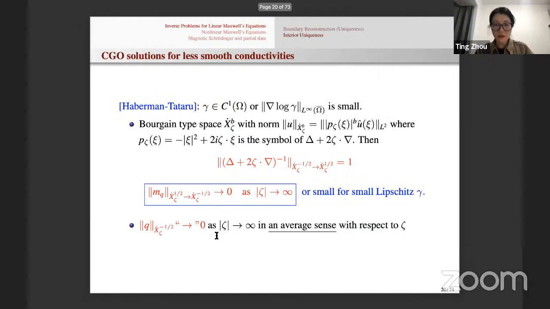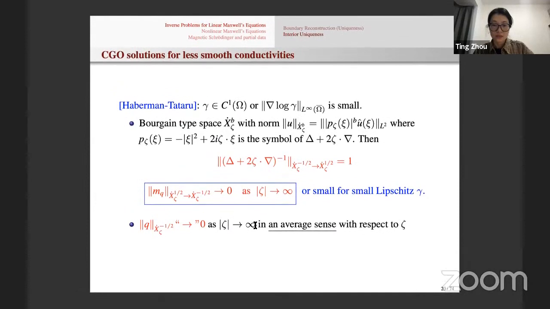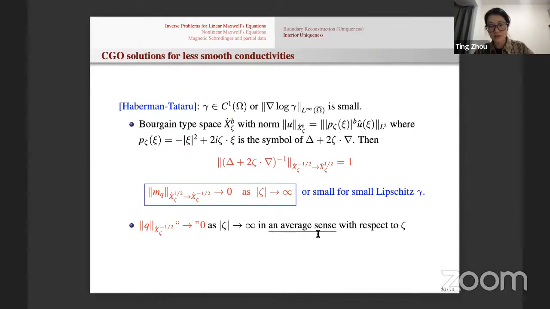And also the smallness of the remainder psi was requiring that Q be small in a certain sense. They were able to show this in an average sense, with respect to the magnitude of zeta. I should mention that the analysis here relies heavily on the compact support of the potential Q. So they were able to show this average-sense decaying property.